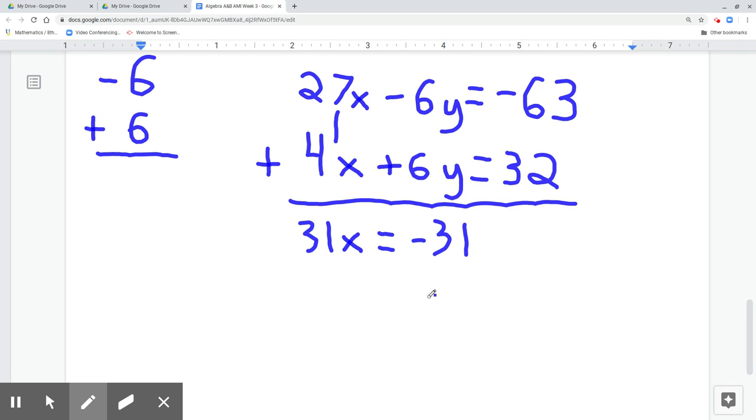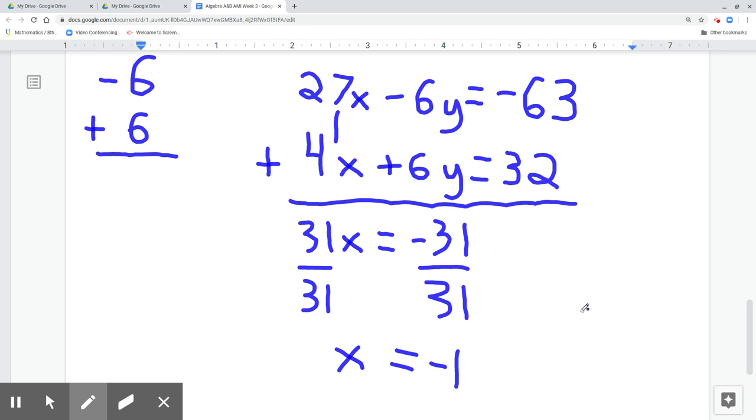Now I need to solve for x using inverse operations. So go ahead and pause the video and make sure you know what that first operation will be, and then I'll show you. All right, so we will divide both sides by 31 using the division property of equality. This will give us x is equal to negative 1.